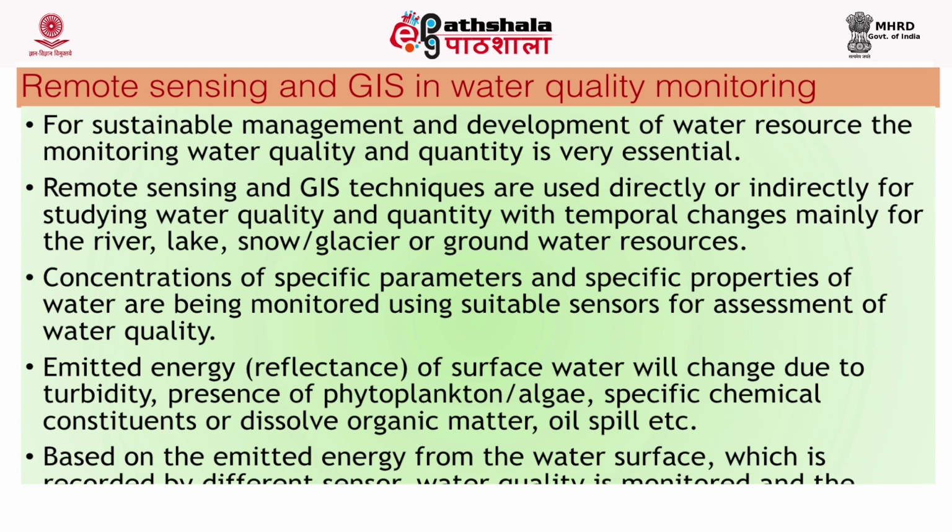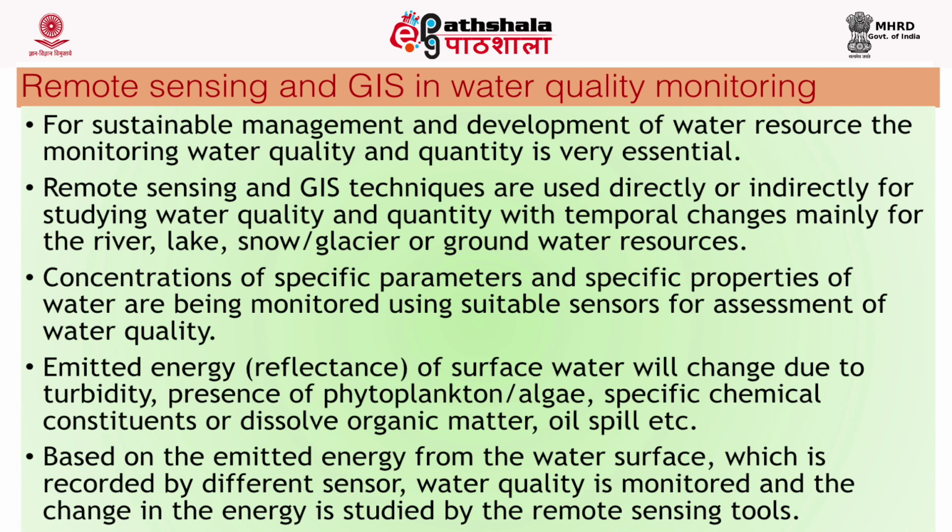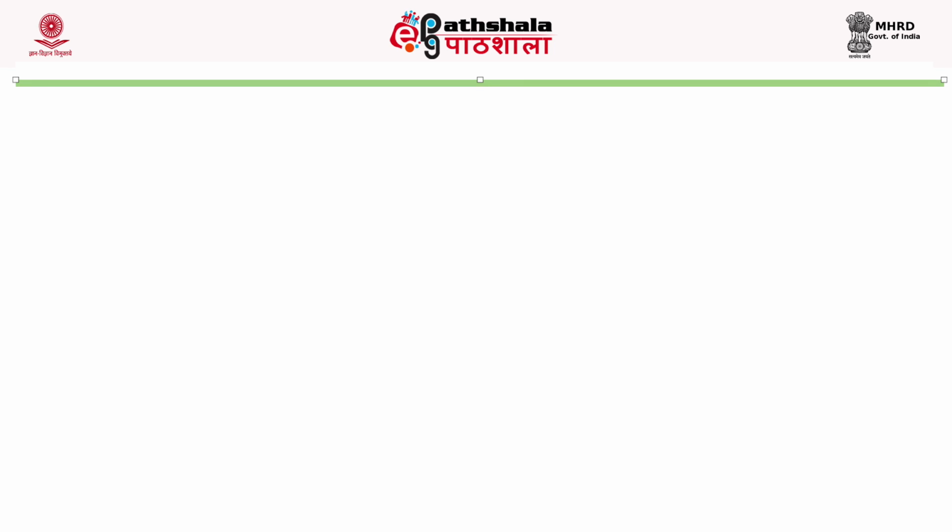Emitted energy, that is reflectance of surface water, will change due to turbidity, presence of phytoplankton, algae, specific chemical constituents or dissolved organic matter, oil spill, etc. Based on the emitted energy from the water surface, which is recorded by different sensors, water quality is monitored and the change in the energy is studied by the remote sensing tools. So, first we will discuss the turbidity.